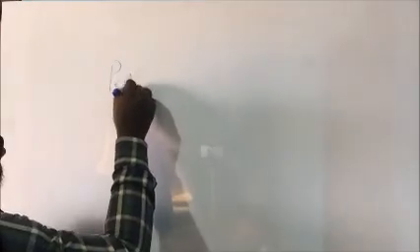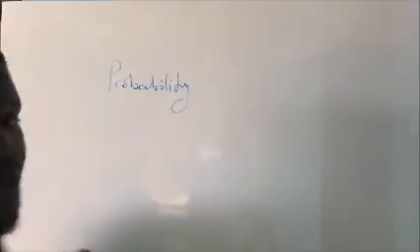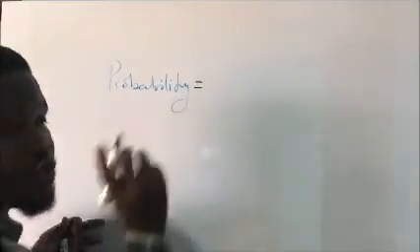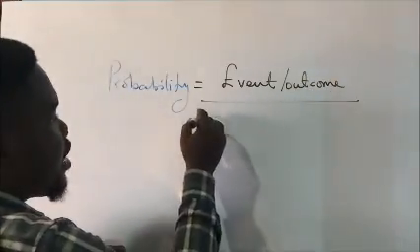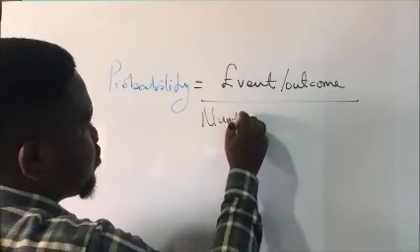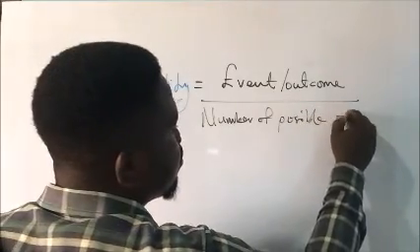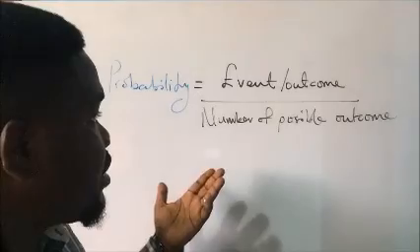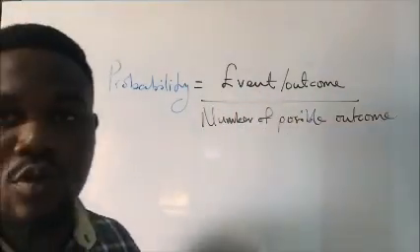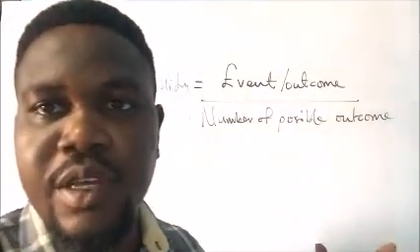Very good. Let's look at the mathematical aspect of the probability I'm talking about. Because you heard me saying 1 out of, 2 out of, 3 out of. How is all that obtained? Probability is always event or outcome over number of possible outcomes. Probability is event or outcome over number of possible outcomes. Very simple. Let me try and put an example there so that it will explain very well.